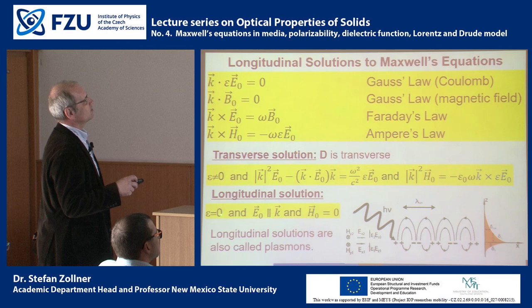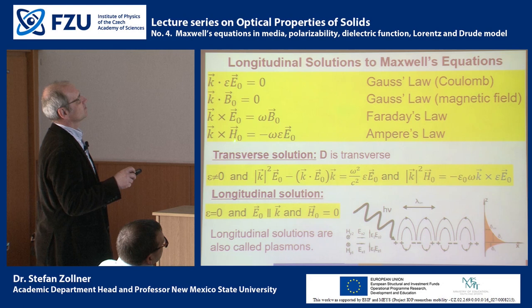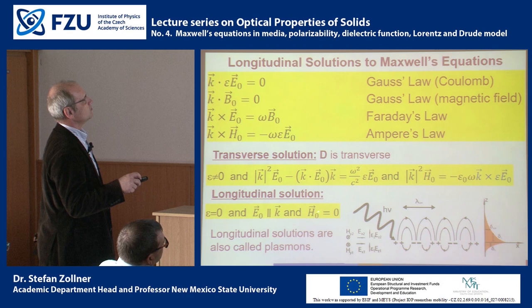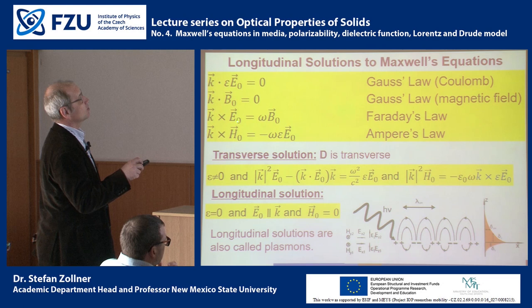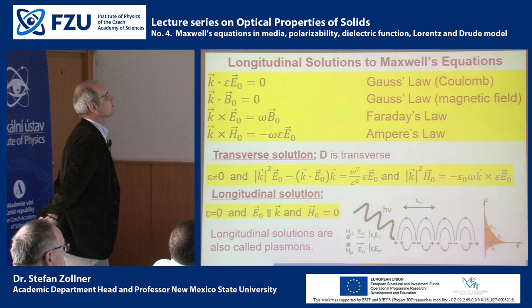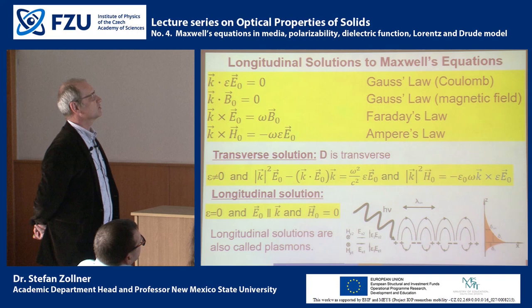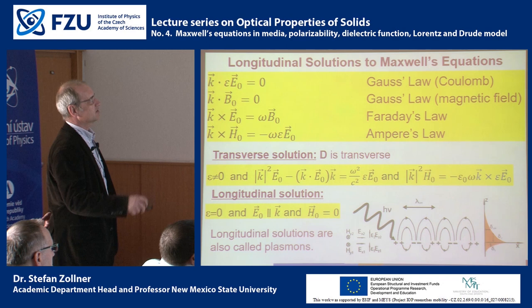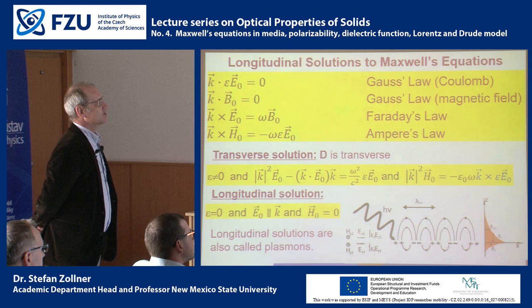But if epsilon is equal to zero, then H must also be zero, and therefore B must be zero. And since B is zero, k cross E must be zero, and that means that the electric field must be parallel to the wave vector. So that is known as the longitudinal solution. Epsilon is zero, and this implies that the electric field is parallel to the wave vector. And such solutions are also called plasmons.